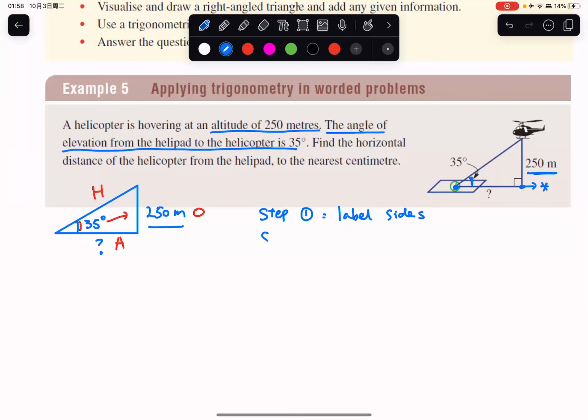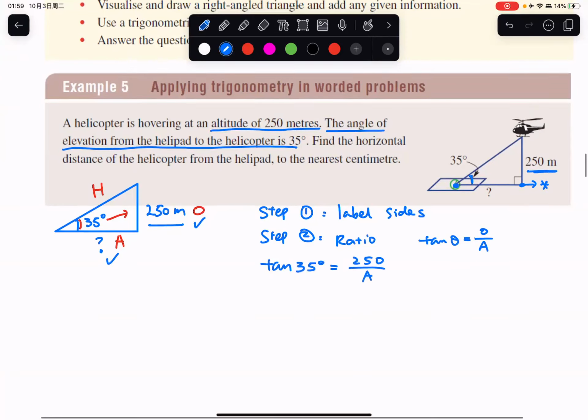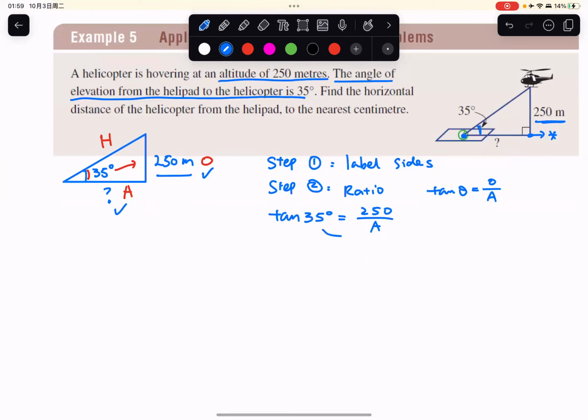Now step 2: we decide what ratio we're going to use. We know O, and it's asking for A. So with O and A, we use tangent. Tangent theta equals O over A. Now we do the substitution: tangent 35 degrees equals 250 over A. We don't know A. Since we're asking for the denominator, we simply swap positions to solve it. So A equals 250 over tangent 35 degrees.